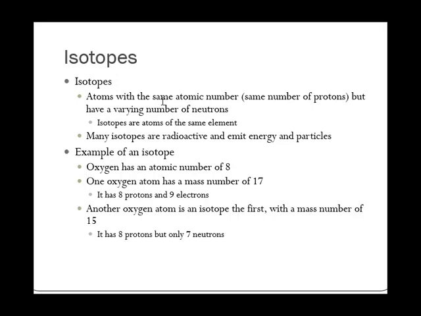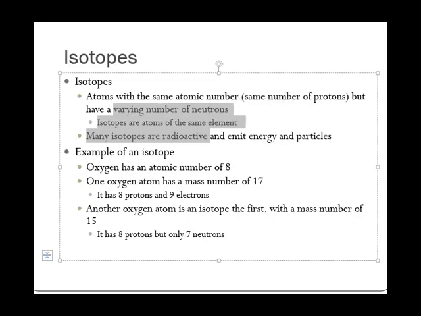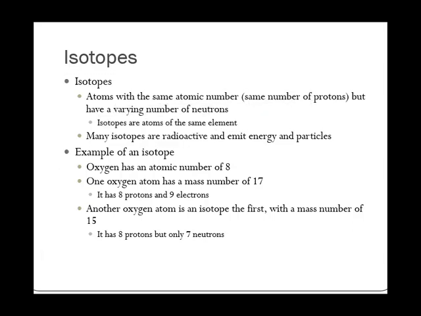So for example, carbon always has 6 protons. If a carbon has 6 neutrons also, fine, it's a carbon with a mass of 12. If a carbon has 8 neutrons, so it would be 6 plus 8, its mass would be 14. They're both carbons, but they're different isotopes of carbon. So isotopes are atoms with the same atomic number, but different numbers of neutrons. They're different atoms of the same element.